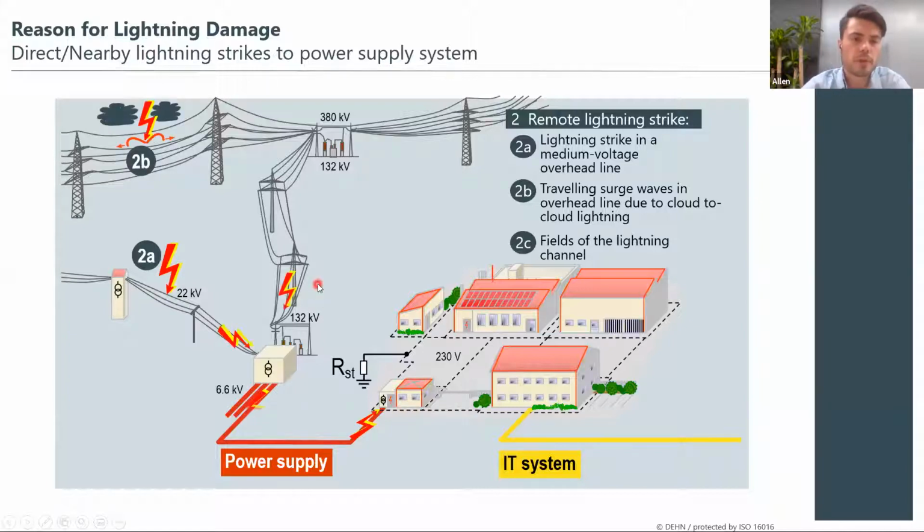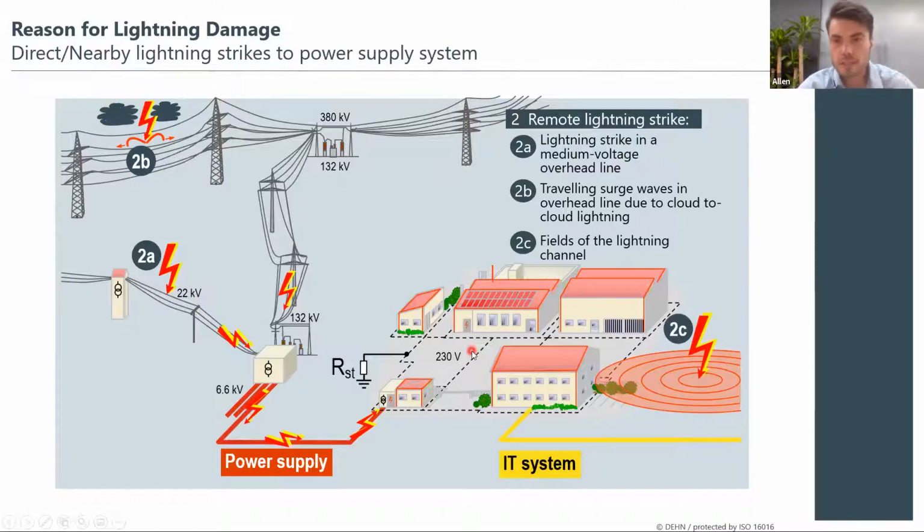Another cause of damages can be surges by cloud-to-cloud lightning strikes. The magnetic field associated with the lightning strike can cause transients on your overhead line systems, which is then connected via the electrical lines into your building, which can cause overvoltages within your electrical installations. Another reason for damage is a lightning strike directly next to your residential area. Again, with the changing magnetic field, you induce current and voltages onto your electrical system, which can cause damages.